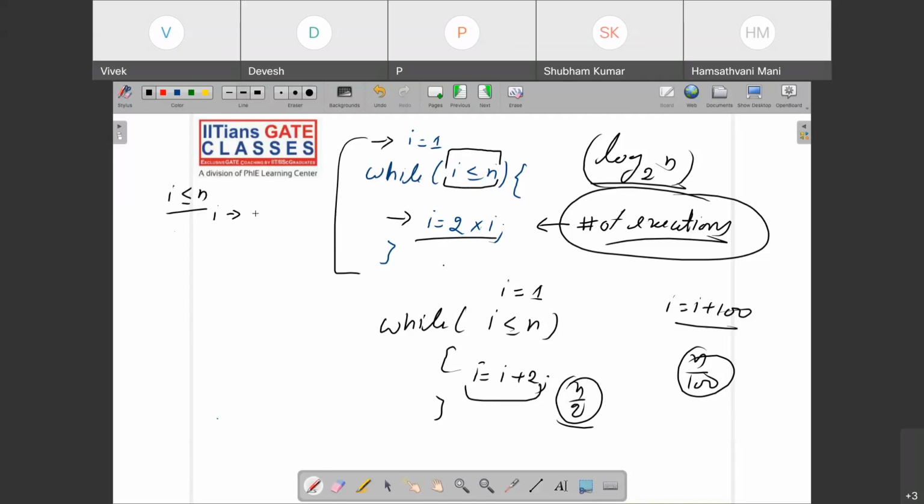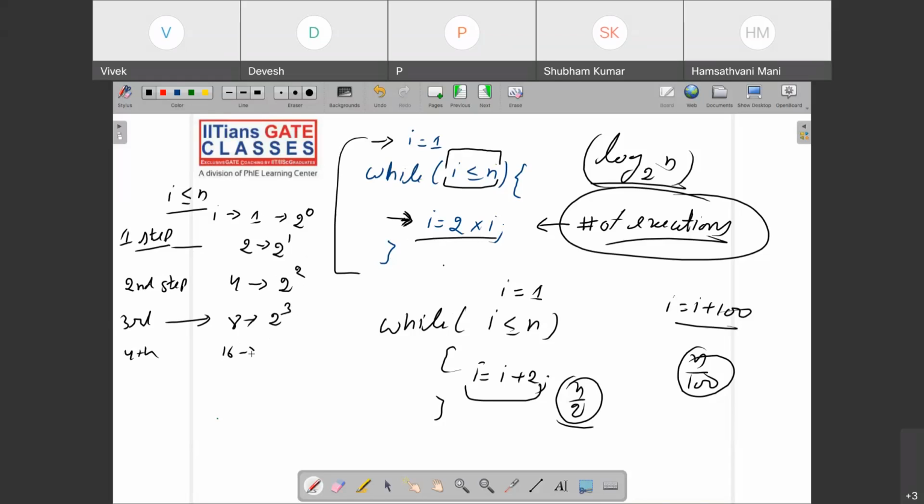So initially I equals 1, which we can write as 2 to the power 0. Now after the first iteration, we multiply the value of I with 2, so it becomes 2, which is 2 to the power 1. This is the first step. After the second step, we multiplied it again with 2, which is 4, so it's 2 raised to power 2. After the third step, it becomes 8, 2 raised to power 3, right? After the fourth step, it becomes 16, 2 raised to power 4.